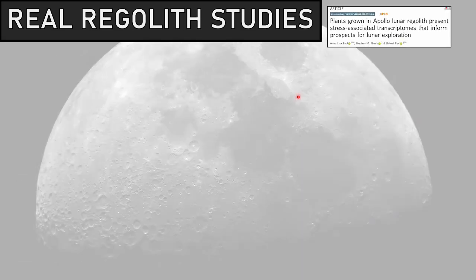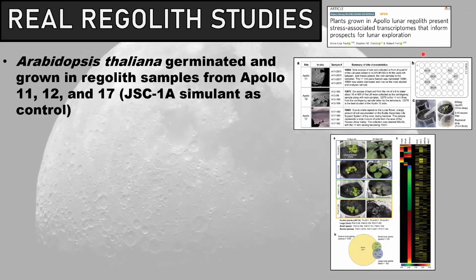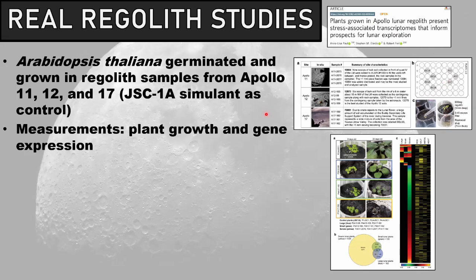However, that actually changed in 2022 with the article Plants Grown in Apollo Lunar Regolith Present Stress-Associated Transcriptomes That Inform Prospects for Lunar Exploration. They actually did it. The study grew Arabidopsis, the model organism for plants. They germinated them in Apollo 11, 12, and 17 samples, and used a simulant as a control. So they had these trays with a very little bit of regolith, and they put the plants in and watered them and got them to grow. They measured plant growth and then gene expression.